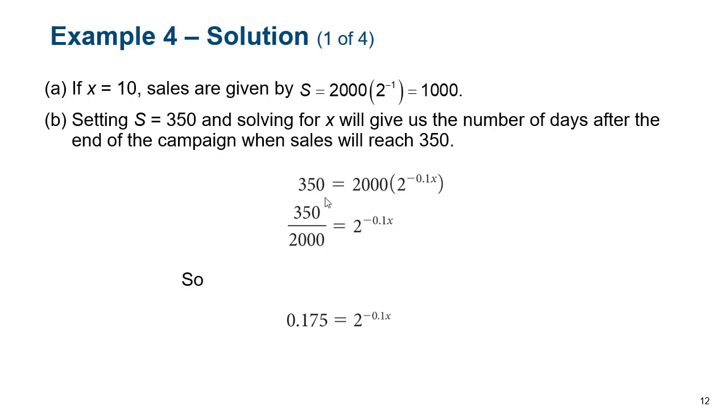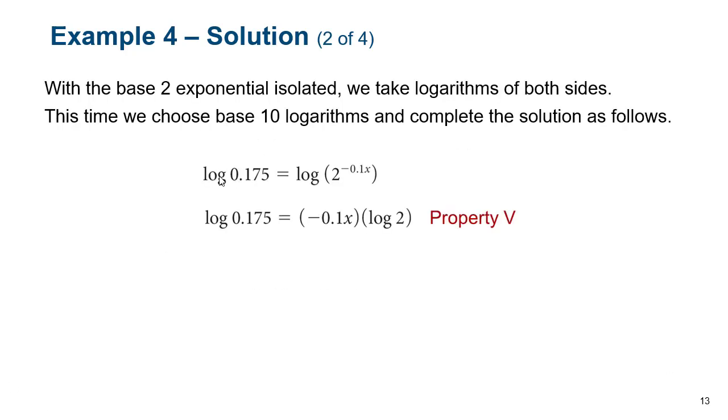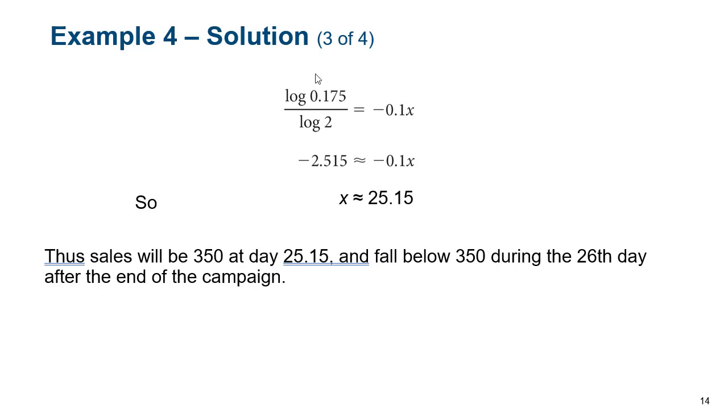We need to put a 350 in for here and then figure out what power of x gives us that. So we peel off the outer layer by dividing by 2,000. Gives us this. Then we apply a log or a natural log to both sides, which brings the power down in front. Then divide both sides by that log base 2 to isolate it. Then divide both sides by the negative 0.1 and get roughly 25.15 days, right? So sales would be 350 at day 25.15, or basically the 26th day after the campaign. So that's when they should then hit them with a new campaign.